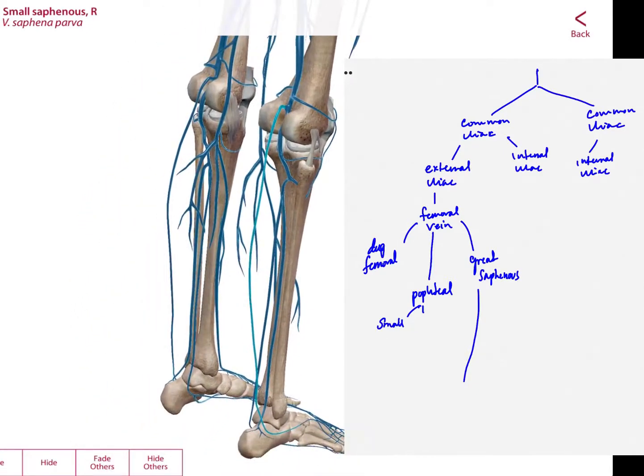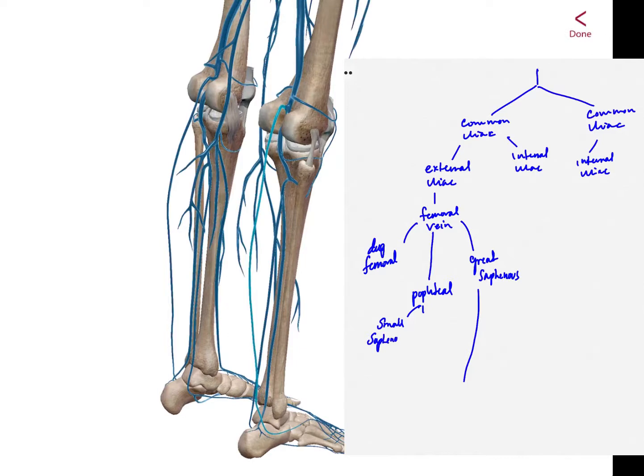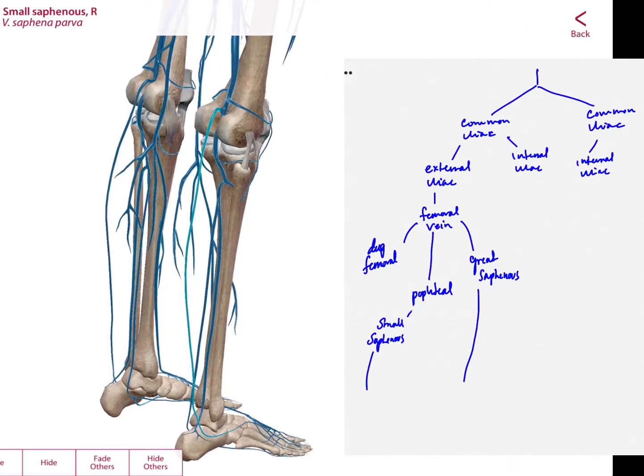And the small saphenous vein just does the back of the leg. So it's right here. So it's just like the calf. And this again is one that just drains the superficial structures of the leg. And small saphenous is a small region. It only does the back of the leg. All right.